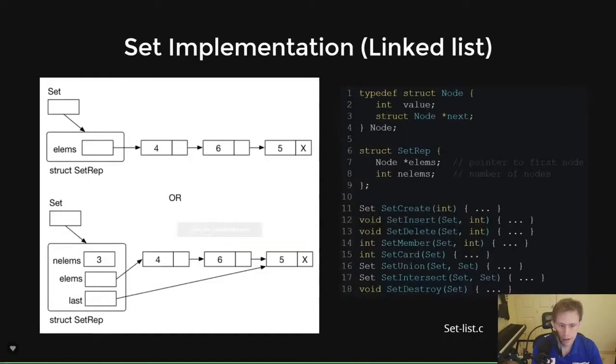But essentially, you could also implement this as a set implementation, where your set pointer just points to the head of a list, or to a struct, which contains the number of elements and a pointer to the head of the list, I should say. So your set points to a struct, like here. Your struct points to the first node, and then you keep track of the size. So that's what you'd be doing here. And that's the set implementation.